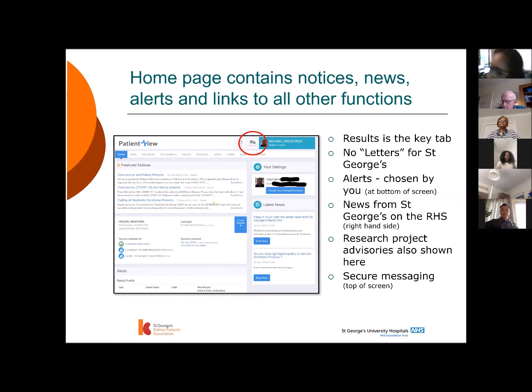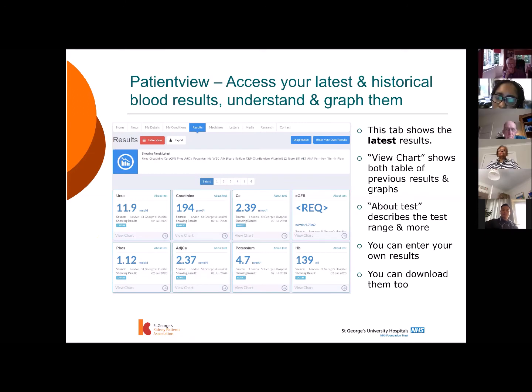So let's just get to the meat of it. If you click on the results tab, as I mentioned earlier, you'll be presented with this screen. Just to emphasize, this is a web browser view, a PC or Mac view of the system. As you'll see, it automatically goes to the latest results. So you can see here it looks like 8 results.